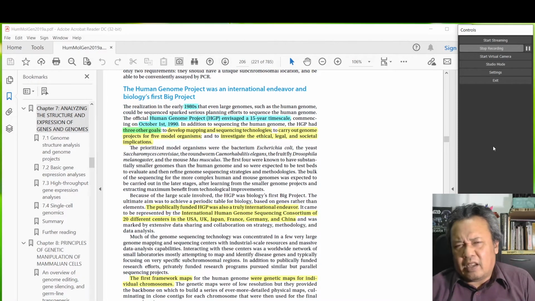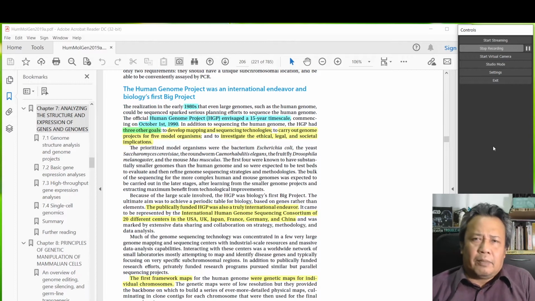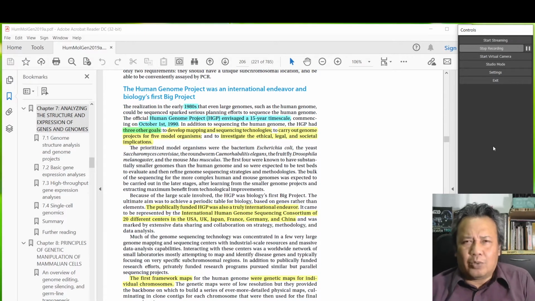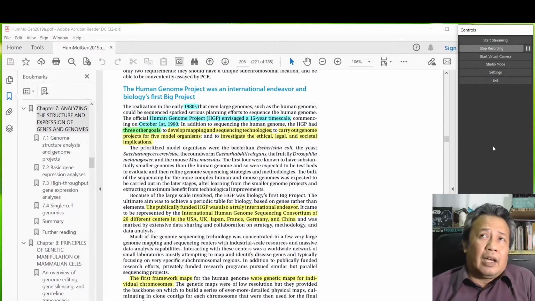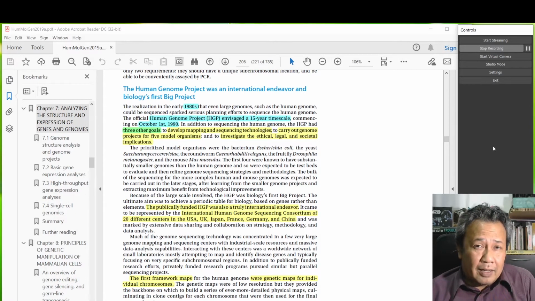Actually, there are several other goals. For example, establishing databases not only to store information but to allow sharing of information globally. There's no point in having sequences but nobody can have a look at them. And the other one is also to develop bioinformatic tools that allow you to analyze the genome, because as mentioned much earlier, getting the sequence is the easy part. Understanding it is the bigger challenge.